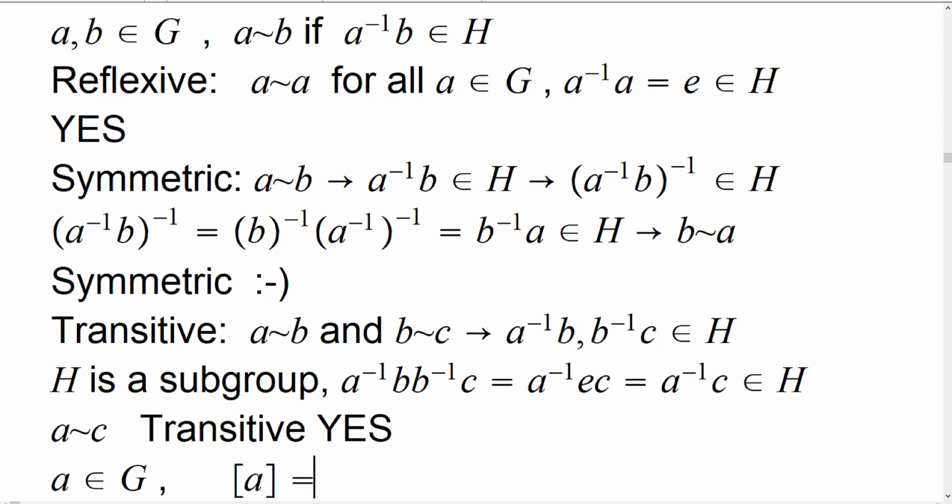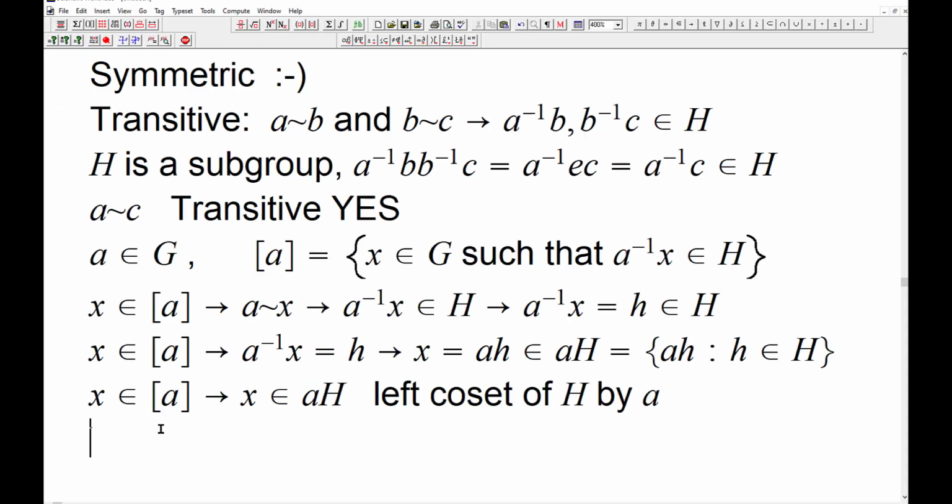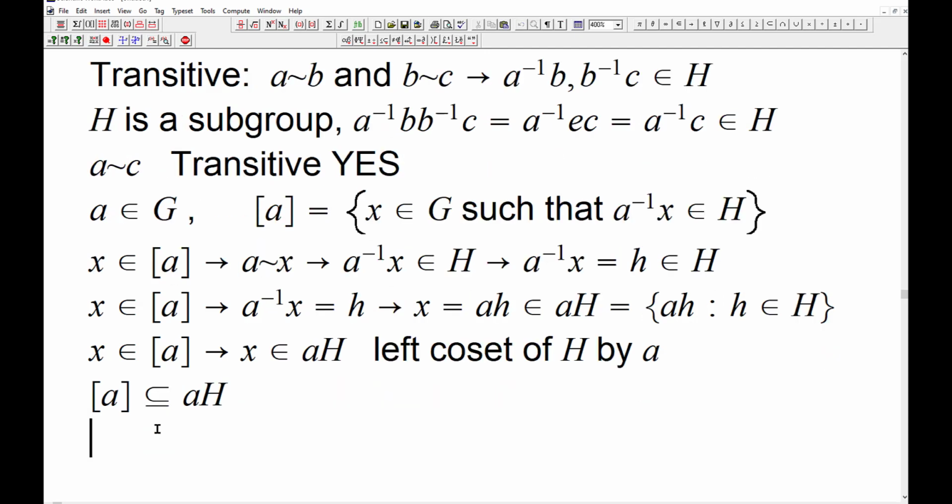So what is it? That consists of X in G, of course, such that A inverse X is in H, okay? So A inverse X belongs to H. So what that means is this, that A is a subset of AH.